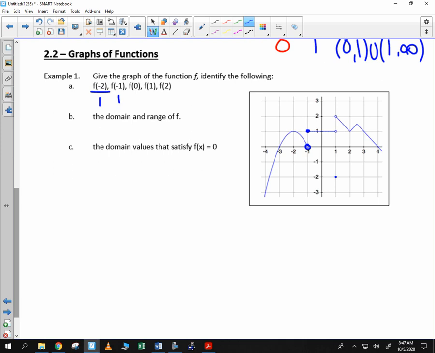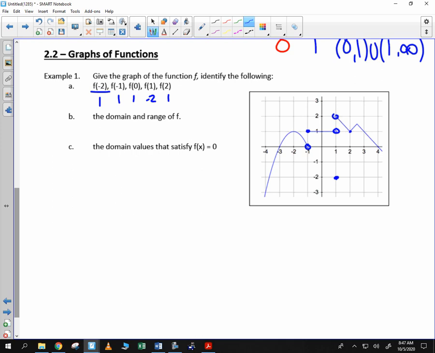F of 0, again, you get a value of 1. Some people say it has to have a dot there. No, the line is there. That's enough. It doesn't have to have a dot per se. F of 1, we plug in 1. Notice that open circle, but defined down here. So we would say negative 2. And finally, f of 2, if you plug it in, you can see you get 1 there.